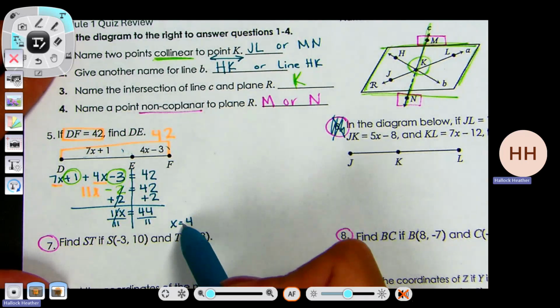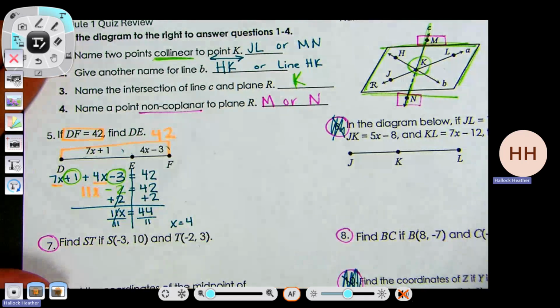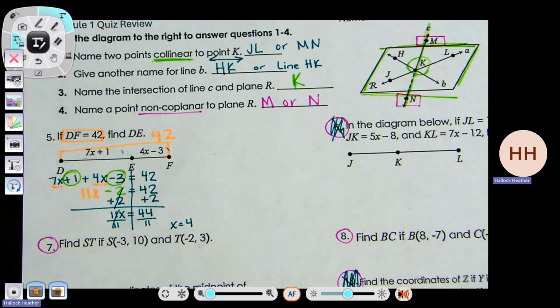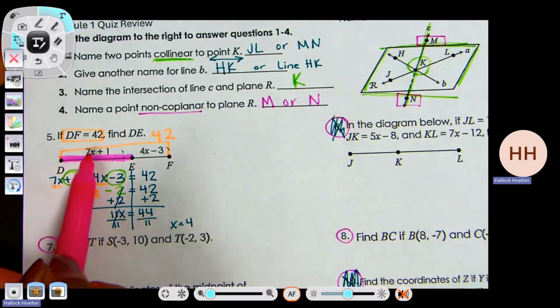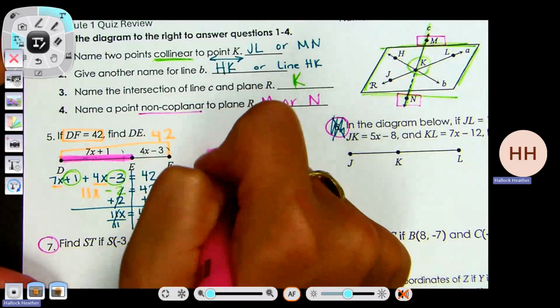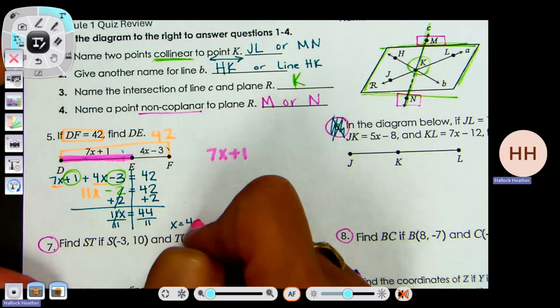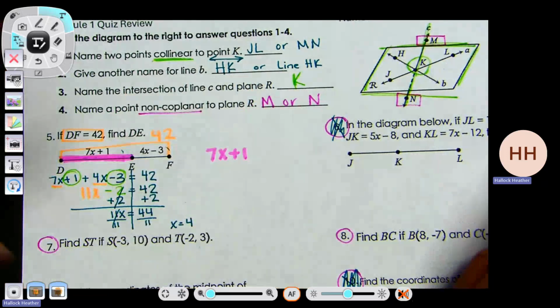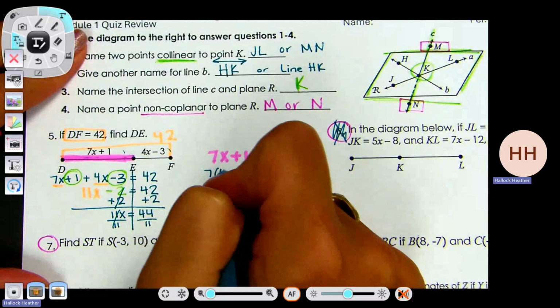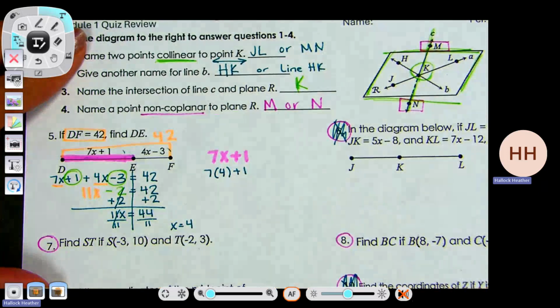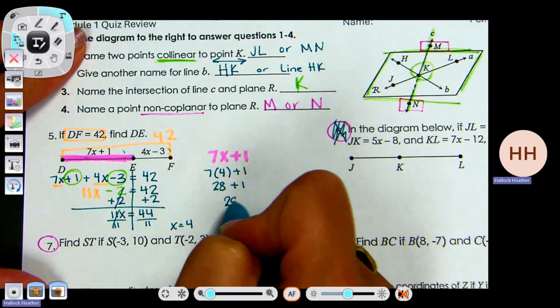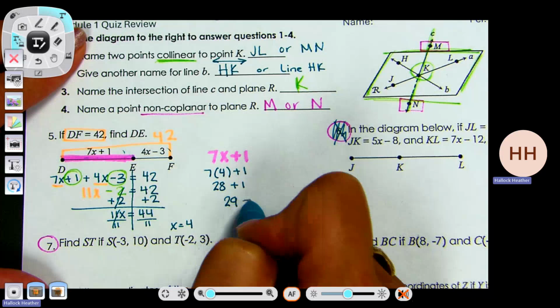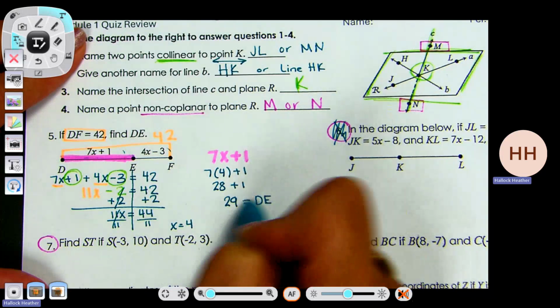Now, the only problem with this is you have to plug it back in because you need to find the length of DE. DE is this whole section right here. So I'm going to plug it back in to 7x plus 1. I'm substituting 4 in. So I'm replacing the x with a 4. So 7 times 4 plus 1. 7 times 4 gives me 28. I'm adding 1, so that makes 29. So 29 equals DE, or DE equals 29, or just 29.